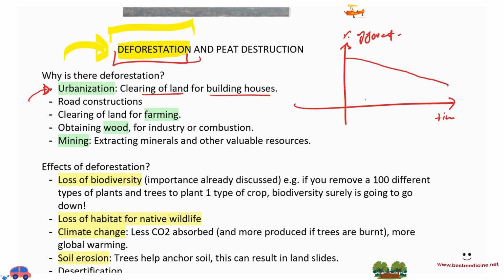And they can ask you why it has decreased from this particular year to this particular year. And you can say, well, possibly there's an increase in population, which means that we had to clear land for building houses. That's 1 mark. Another could be that we had to do road constructions, or clear land for farming, or obtain wood for increasing demands, or mine, extracting minerals and other valuable resources. So questions like these are very popular for deforestation.